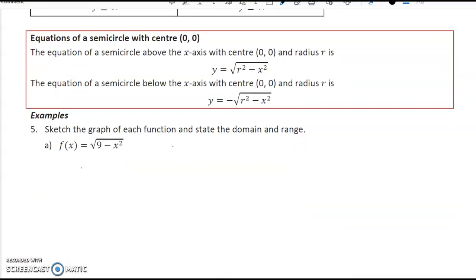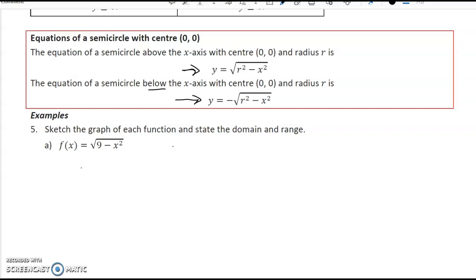So the equation for a semicircle above the x-axis with center 0, 0 is y equals the square root of r squared minus x squared. And the equation for a semicircle below the x-axis with center 0, 0 and radius r is y equals minus the square root of r squared minus x squared.